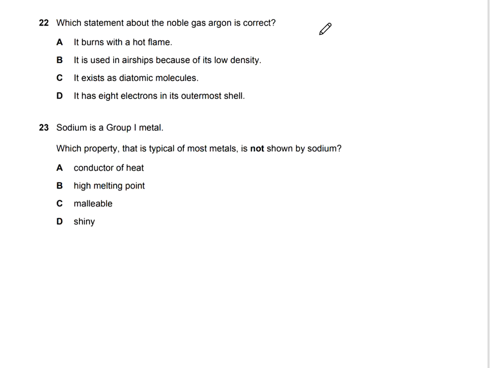Which statement about the noble gas argon is correct? So it burns with a hot flame? Not really. It is used in airships because of its low density? No. It exists as diatomic molecules? No, because it is not one of the diatomic molecules. Actually, it has 8 electrons in its outermost shell. So it's one of the elements that are very stable because it already has 8 electrons in its outer shell.